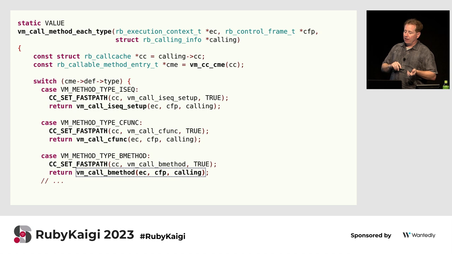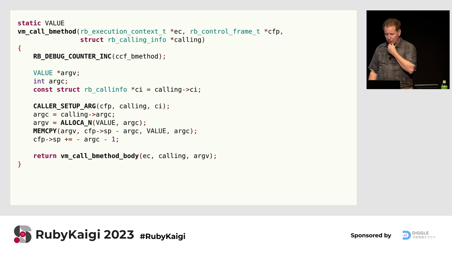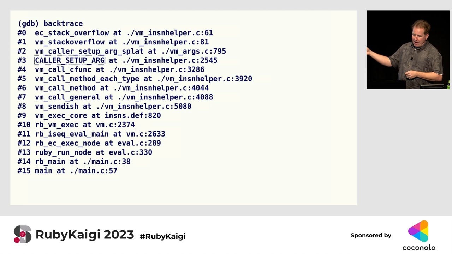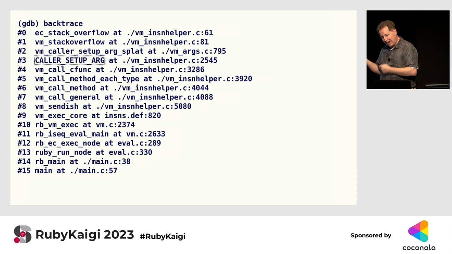Now, going back to the vm_call_bmethod function, we need to determine why it fails. So here's the definition of the vm_call_bmethod function. And there was one similarity here with the vm_call_cfunc function before we fixed the bug for cfunc methods. And that similarity is in the use of the CALLER_SETUP_ARG function. So looking back at the backtrace for the stack overflow for C methods, or cfunc methods, we see that the stack overflow happens during a call to the CALLER_SETUP_ARG function.